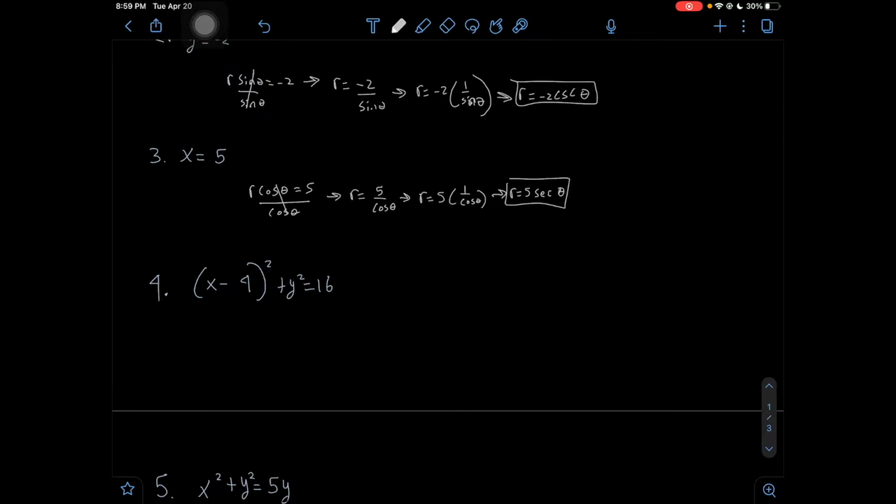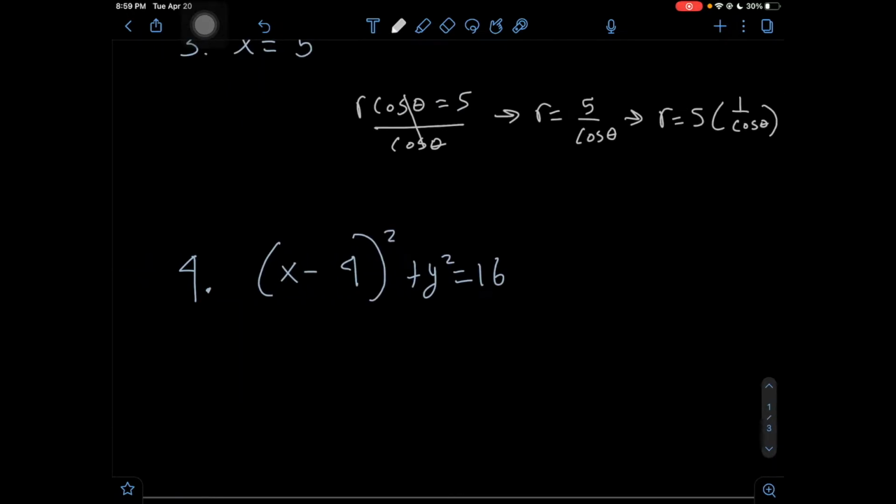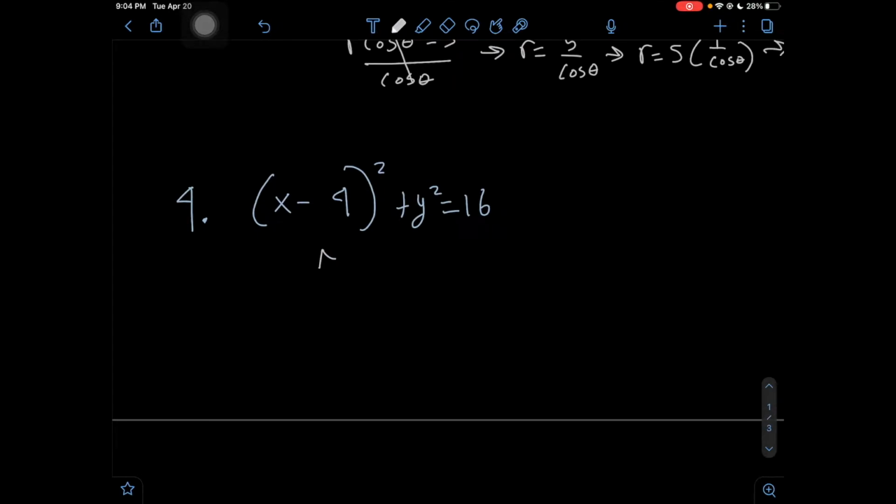Now let's do number 4, which says x minus 4 squared plus y squared equals 16. Again, in this type of problem where we're converting to polar, we need to isolate the r value. We can see that we don't have an r value just yet. What we need to do is expand this x minus 4 squared. We know x minus 4 squared is x squared minus 8x plus 16. That's in our parentheses, and then we're adding y squared and it equals 16. Subtract 16 from both sides. 16 minus 16 is 0.